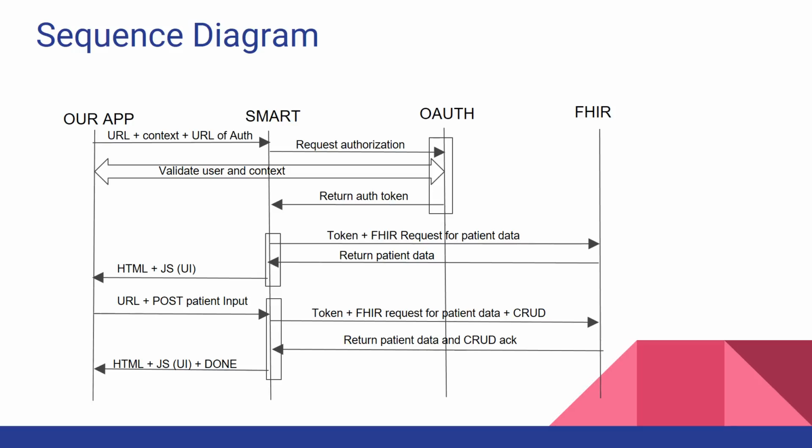JS. In case of post, we have the URL and the post patient input given to Smart by our app, which will then use the authentication token and the request for the patient data along with the post request, which is fired to the FHIR server. The FHIR server will in turn return us the patient data and the acknowledgement for the CRUD action. Smart will help us provide this information to our app using HTML and JS.